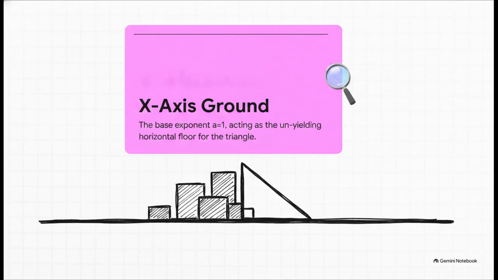Let's translate this into something we can actually picture, like, say, the architecture of a building. This side A normalization basically anchors our horizontal x-axis to a unit base. Think of this x-axis ground as an unyielding horizontal floor. It's literally the physical foundation on which our entire geometric system rests. This floor is an absolute baseline, it doesn't shrink, and it definitely doesn't move.